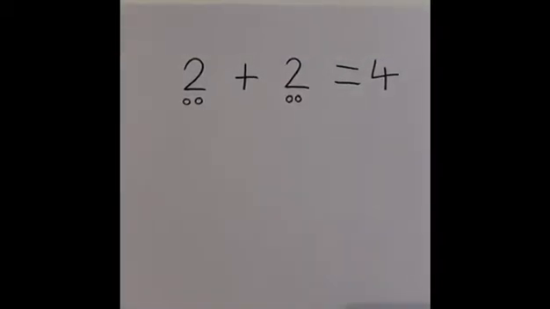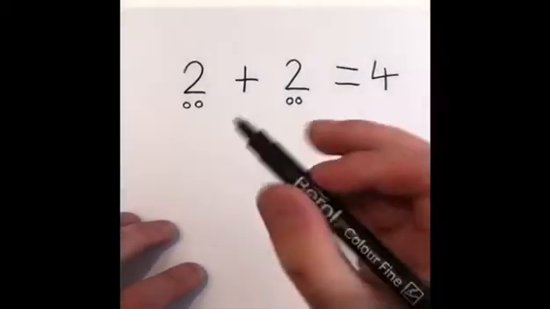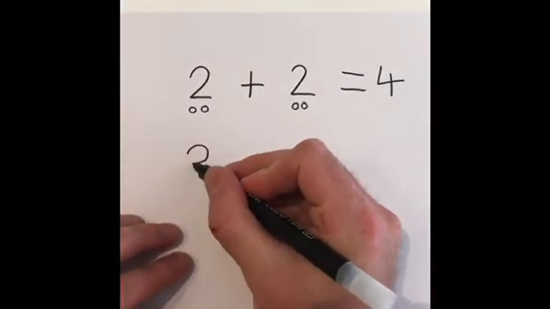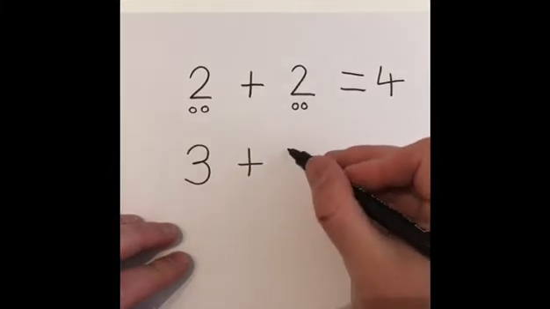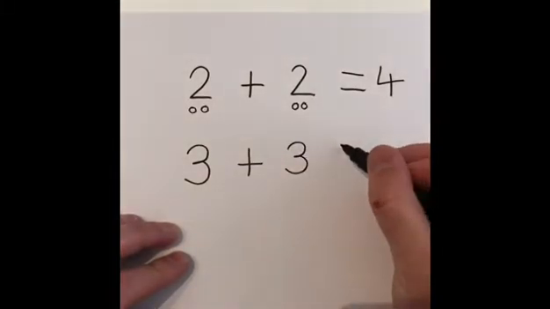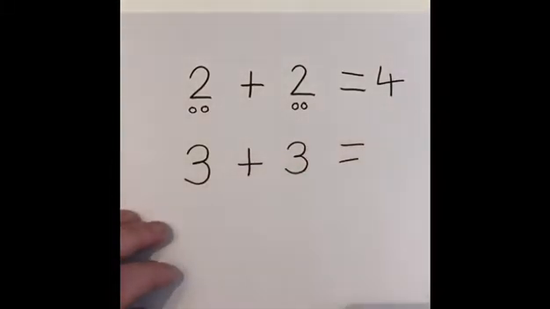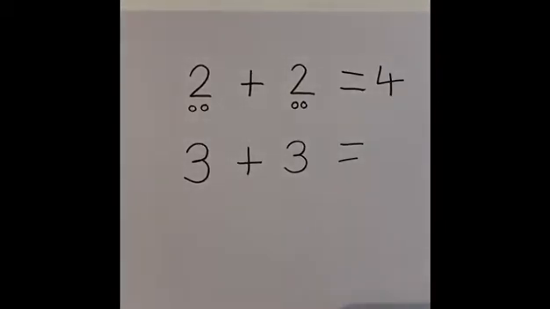For this next one, we're going to be doubling 3. So my number sentence will read 3 plus 3 equals. Now, I'm going to give you about 30 seconds to write this one down yourselves and try and solve it yourselves. If you do need more time, feel free to pause the video until you've come up with an answer.